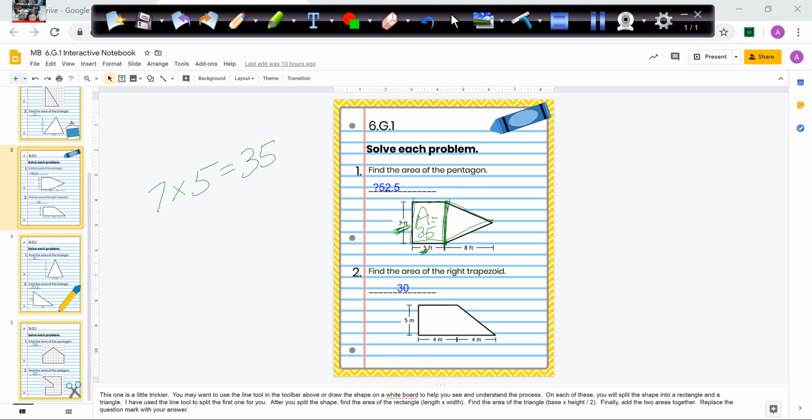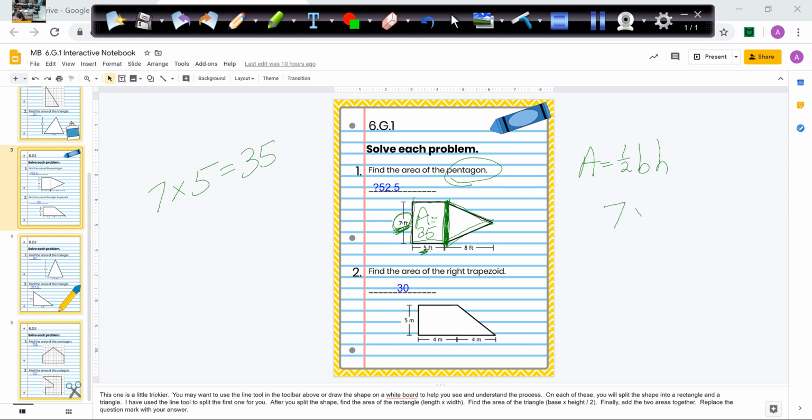But we're not finished. We don't have the area of the pentagon yet because we have to do this triangular shape. So we know that the area of the triangle is half the base times the height. So the base is right here. This is the bottom part of this triangle. And I know it says it is 7. The base from top to bottom is 7.